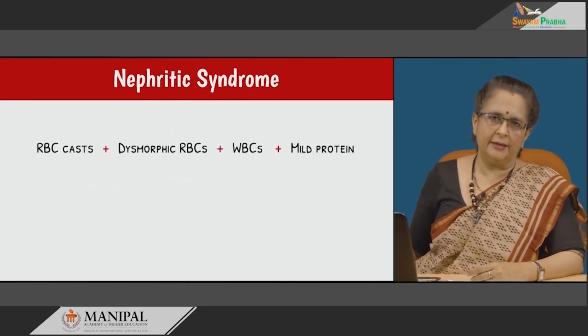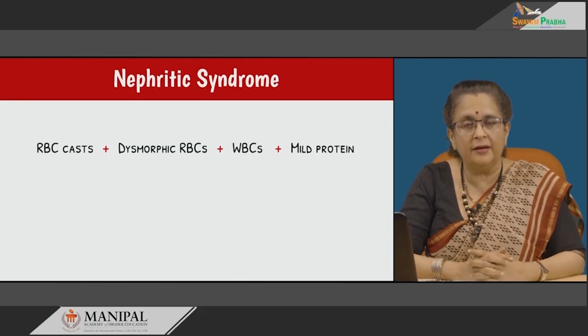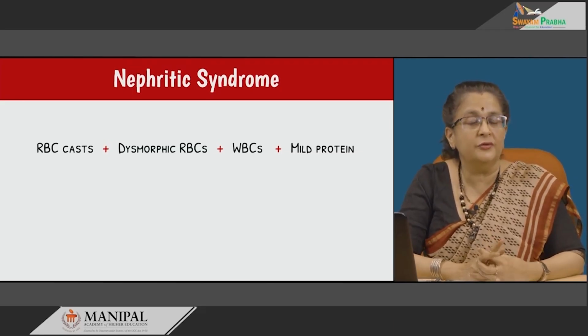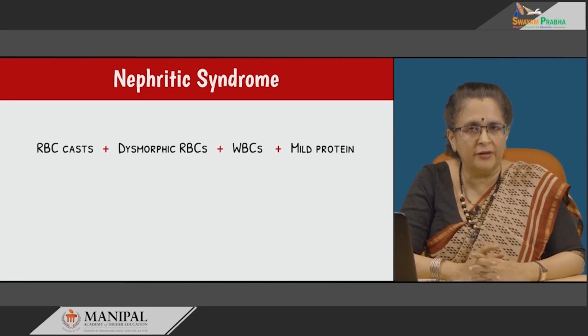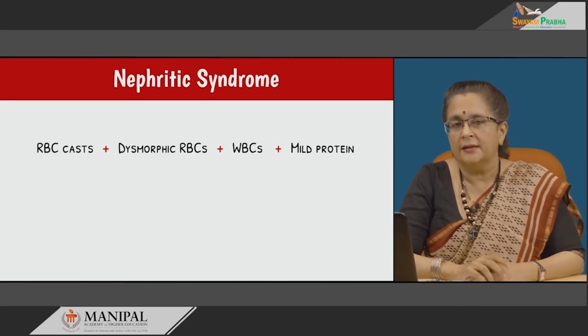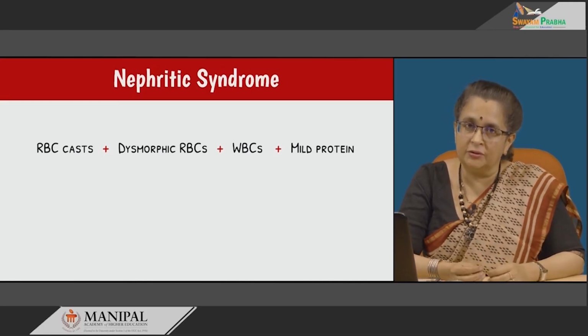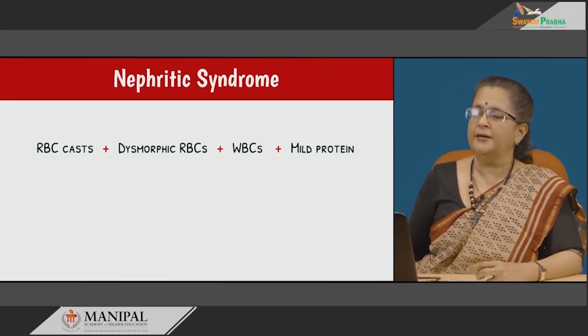So, what do we see in the urine? We see a lot of RBC casts, then dysmorphic RBCs. Now, why are they dysmorphic? What do we mean by dysmorphic? Dysmorphic means it is irregular, the RBC is kind of crenated, and this is because, remember, this is a glomerular condition. So, the RBCs are going through the glomerular basement membrane and coming out. So, therefore, it will be dysmorphic.